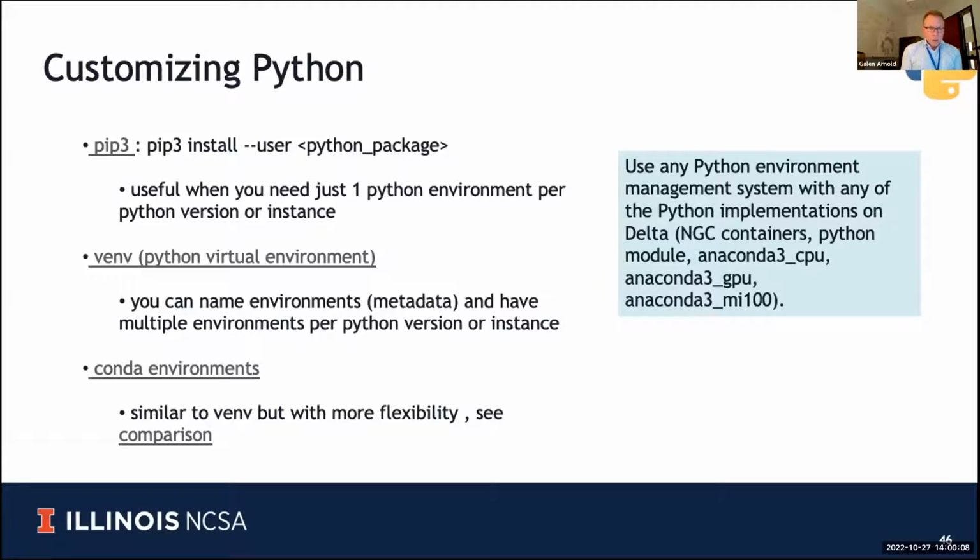Customizing Python. Again, we're not telling you one way to do it because Python has multiple ways to do it. I use all three of these, and I'll give you a little bit of my thoughts about it. Also, the link at the bottom of this page, the comparison shows some good insights into strengths and weaknesses of different approaches. So pip install is the recommended Python installer from the Python folks that develop and support Python. We use that with the Python module, and we tend to use that against containers with --user. It'll install it in a subdirectory of your home directory.